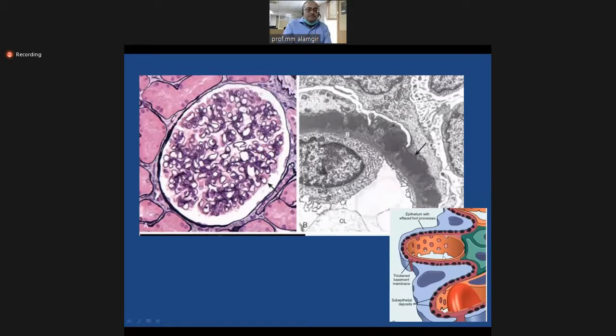Here you can see in the inlet, in the topographic representation, we have again the capillary lumen. Here you can see the RBC in the lumen. Then we have the endothelial lining. Then we have the basement membrane, and then we have the visceral epithelial cell. So the deposition is mostly underneath the visceral epithelial cell. That's why it is called a subepithelial deposit, and it gives this sort of picture on electron microscopy and on routine histopathology.